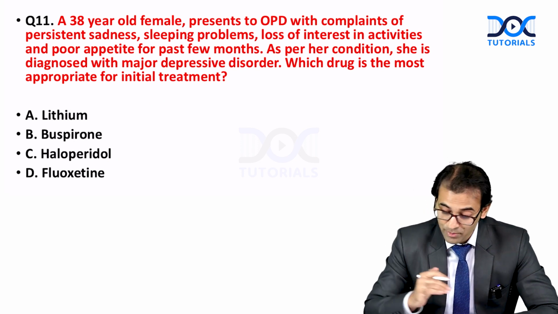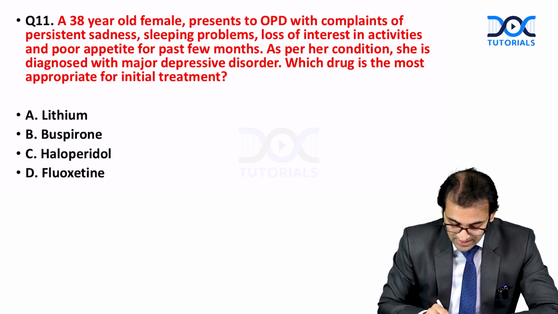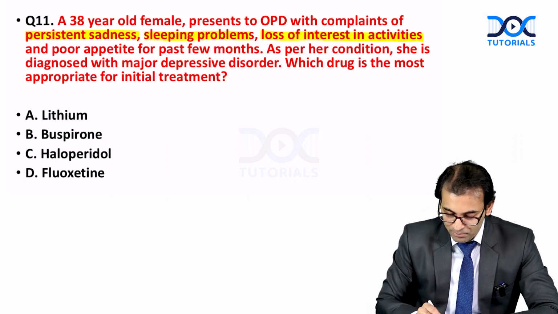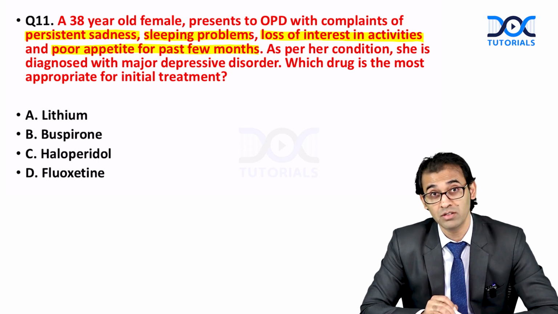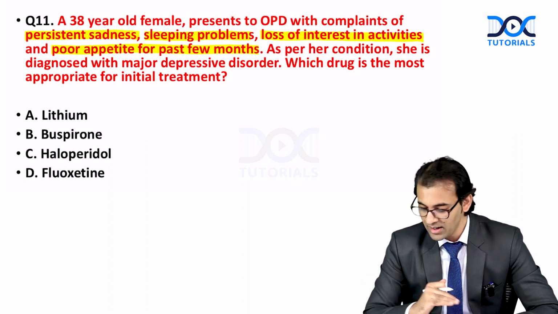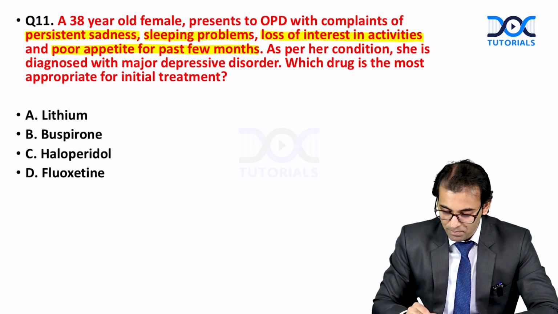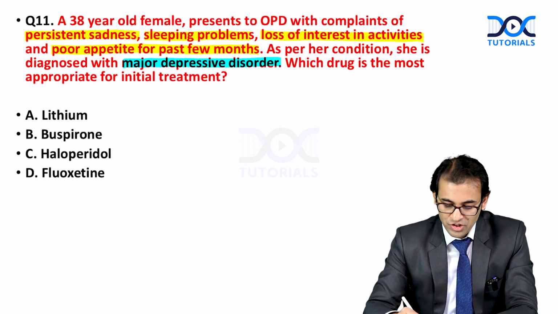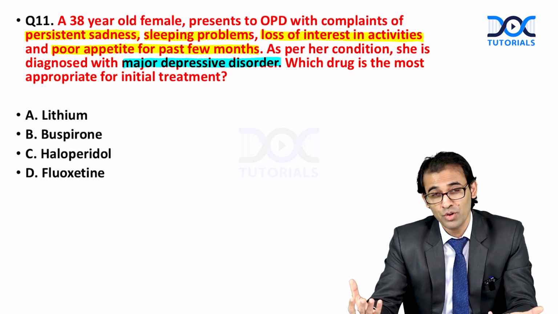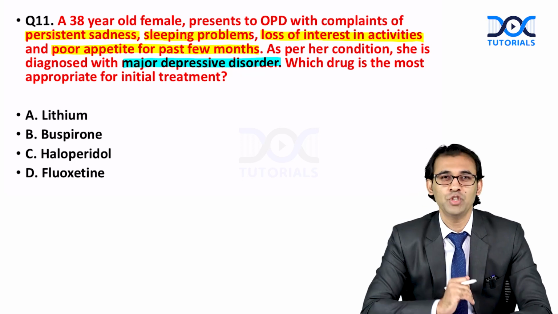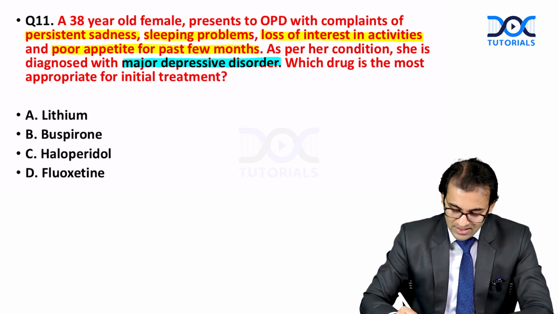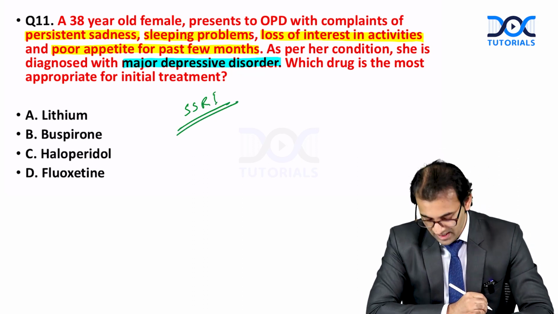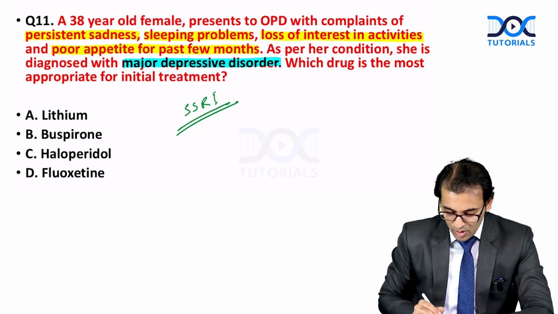A 38-year-old female presents to OPD with complaints of persistent sadness, sleeping problems, loss of interest in activities, and poor appetite for the past few months, more than 2 weeks. As per her condition, she is diagnosed with major depressive disorder. Which drug is the most appropriate for initial treatment? We have learned so many times, these days, a drug of choice for major depression, first line, is always SSRI, selective serotonin reuptake inhibitor. Out of these, yes, answer is what?